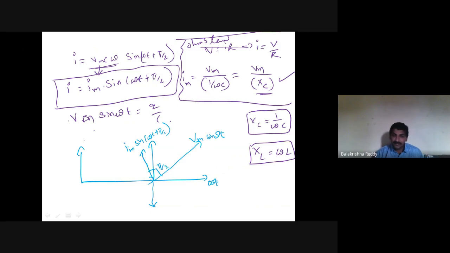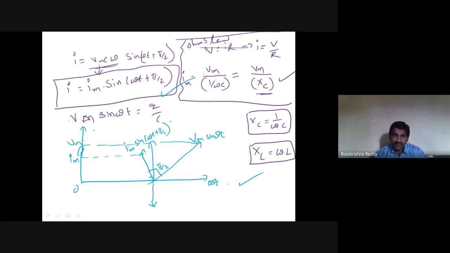Whereas in the inductor, current is lagging behind the voltage. But in the capacitor, current is ahead of the voltage by pi by 2 radians. Okay. If you obtain the phasor diagram, this gives the current vector, and obviously the voltage amplitude is more. This gives Vm. This is the phasor diagram with respect to the equations of the capacitor.